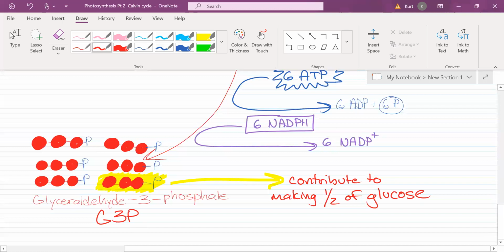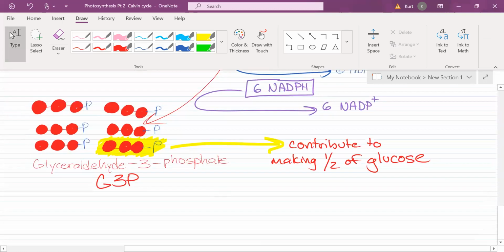There are 3 of them. How many carbons are there in a glucose molecule? There are 6. You need 2 G3Ps, so you have to do the whole Calvin cycle twice. You have to go through the entire Calvin cycle 2 times to make 1 glucose. Now, someone earlier today asked, why don't you just take 2 G3Ps from this? You're going to find out why.